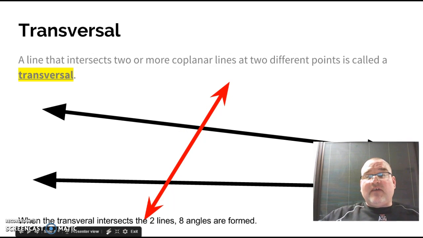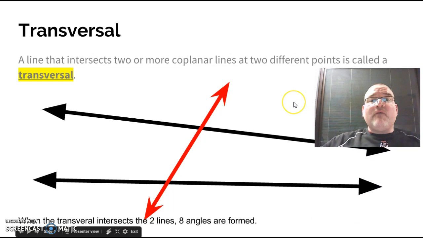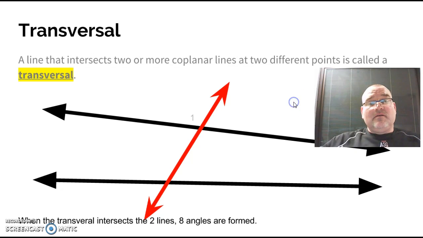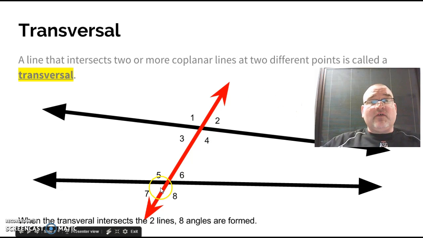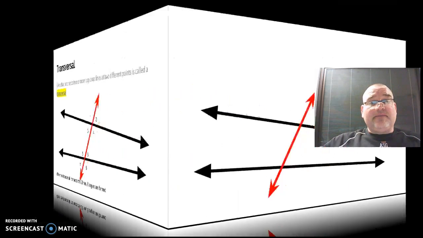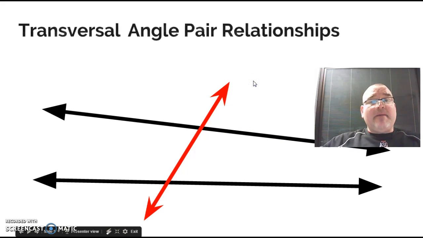When the transversal intersects the two lines, it forms 8 different angles. 1, 2, 3, 4, 5, 6, 7, and 8. 8 different angles formed by a transversal intersecting two coplanar lines. Next, we're going to talk about what special angles are formed when the transversal intersects our two lines. And the first thing we'll talk about are interior angles.